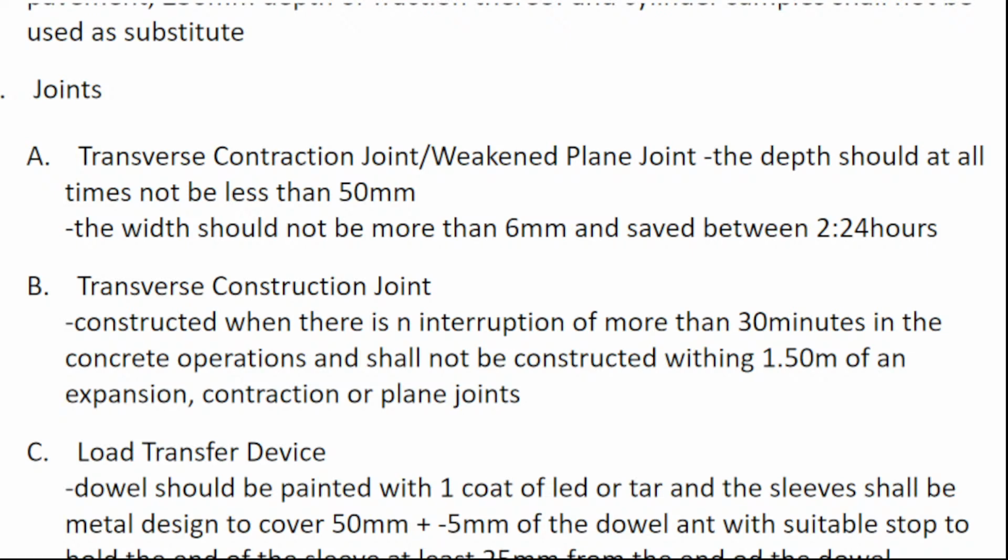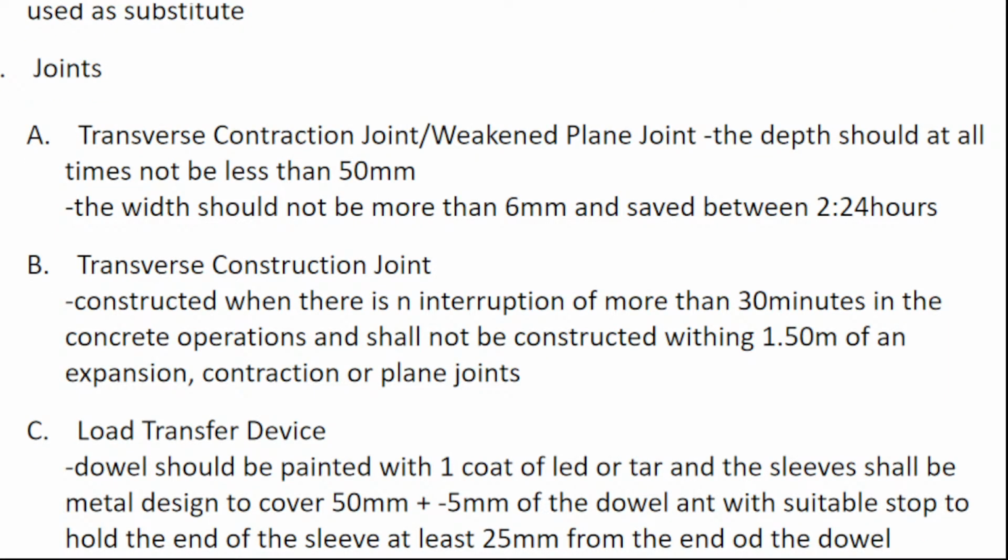Transverse construction joint. Transverse meaning not longitudinal. So longitudinal and transverse. Transverse is across. Letter C, load transfer device. That is dowel. We are transferring the load to the next element, but we need the joint, so we need what? Plain steel bars. So dowel should be painted with 1 coat of lead or tar, and sleeve shall be metal designed to cover 50 mm plus minus 5 mm of dowel, and with suitable stop to hold the end of sleeve at least 25 mm from the end of the dowel.